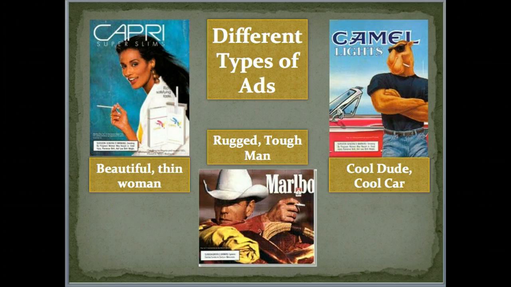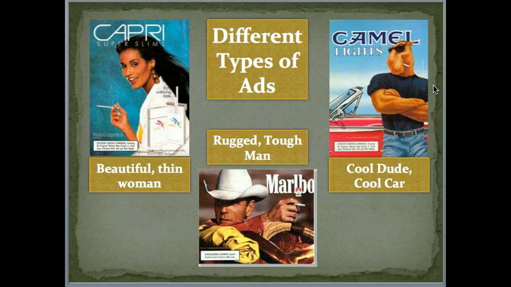Looking at different types of ads that are out there, certainly with tobacco, we don't see commercials. You might see them in magazines. You might see a billboard here or there, but there are different laws that limit the amount of advertising that smoking companies or tobacco companies can do. Looking at the woman here on the left, we see a beautiful thin woman smoking a cigarette. Down the bottom, we see this kind of rugged, tough guy, possibly a cowboy type persona who's smoking. And then over the right, we have Joe Camel that would kind of stereotype a cool guy with a cool car.